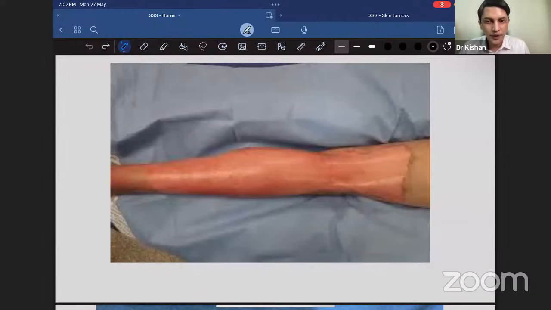So a patient has come to you, a 35-year-old lady has come to casualty in this condition, as you can see in the photograph over there. So what do you think? What is the probable cause and how do you go about it? Anyone? Can anyone unmute yourself and answer?